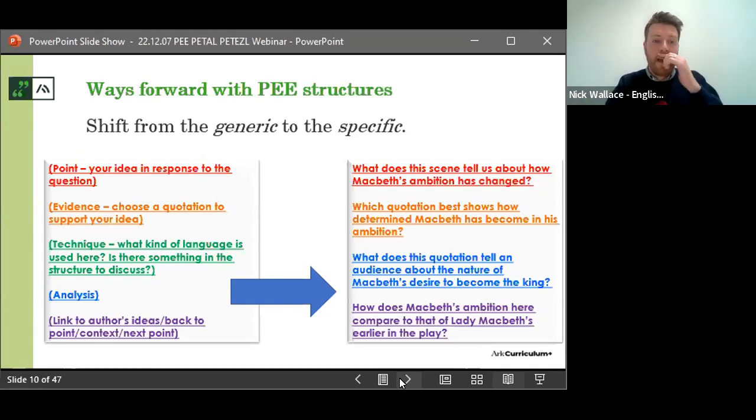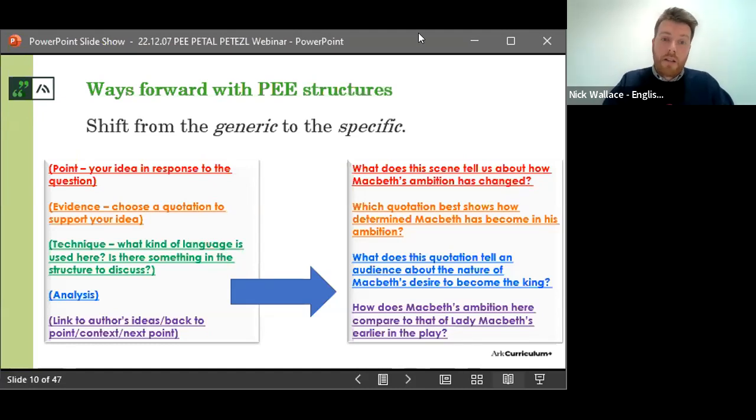So as opposed to having a generic framework that students may struggle to find any purchase on, by offering a much more specific set of probing questions, we've seen students be more likely to write with greater insight and greater detail, and greater success rate, actually be more accurate and precise in that analysis.